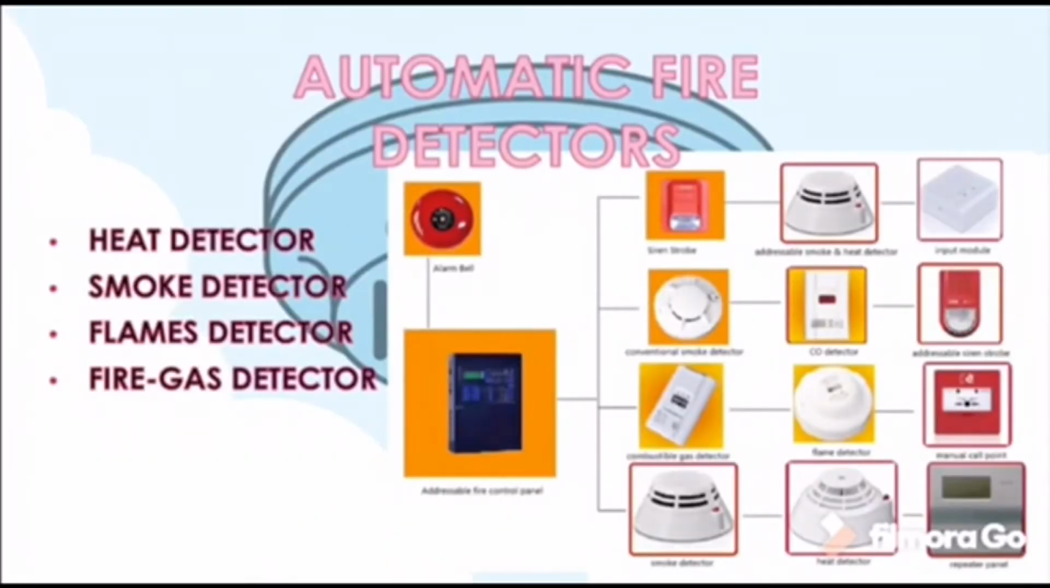Automatic fire detectors. There are 4 kinds of detectors, which are heat detector, smoke detector, flame detector, and fire gas detector. As we can see from the slide, there is other alarm equipment that we can install, which is siren, strobe, input module, manual call point, and repeater panel.